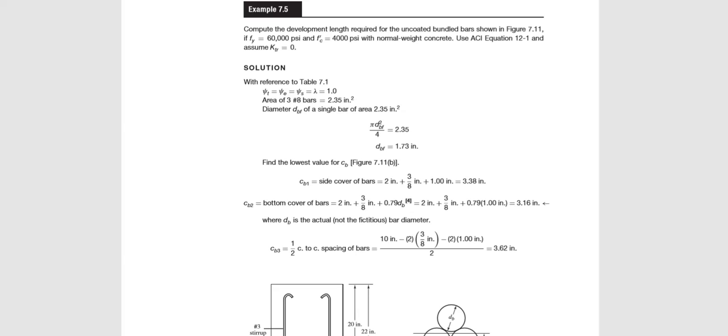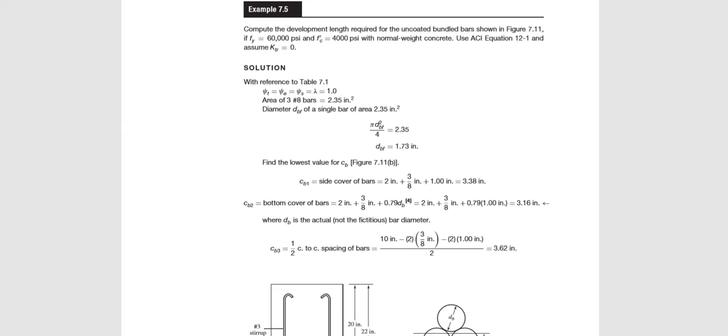If fy is 60,000 psi, f'c is 4,000 psi with normal weight concrete, use the equation and assume Ktr is 0. If you need to find Ktr, you can also do that. If in your exam they ask to calculate Ktr, hopefully you can do it after this explanation. Again, in the equation, we saw that there are some factors, psi t, psi e, psi s, and lambda, and all the factors are 1.